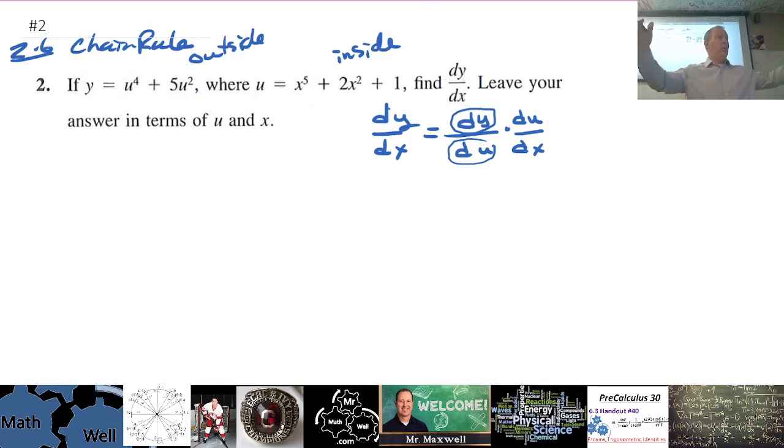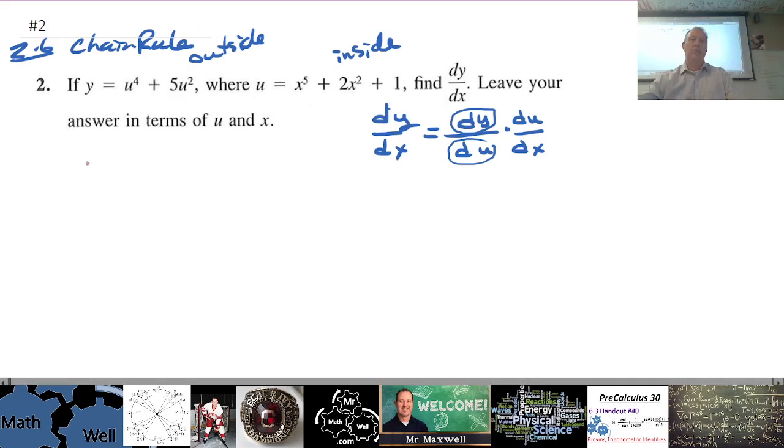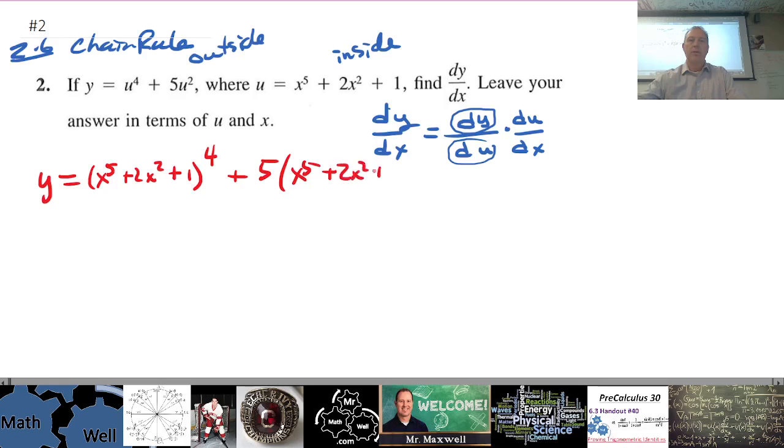Okay? So let's just back up a little bit, and like I say, if you find that confusing, this is what y would look like in terms of x. Okay? So when it's not split up, it would look something like this. Watch this. x to the fifth plus 2x squared plus 1, to the power of 4, plus 5 times, what's u? x to the fifth plus 2x squared plus 1, squared. So that's what it looks like.